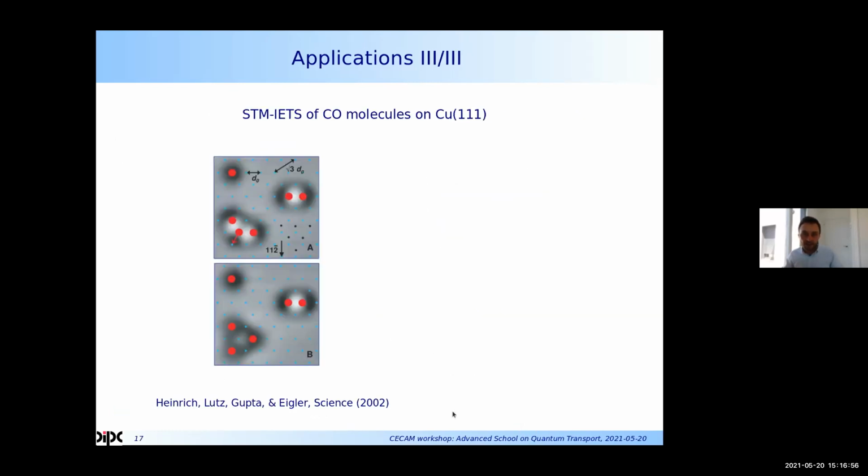As a last example, and this brings us towards the tutorial today, is the vibrational spectroscopy of a CO molecule on a copper surface. There was a very nice paper years back on not only CO characterization, but also CO manipulation on surfaces. Here you see, in the red dots, the positions of individual CO molecules that could be manipulated with the tip of an STM.